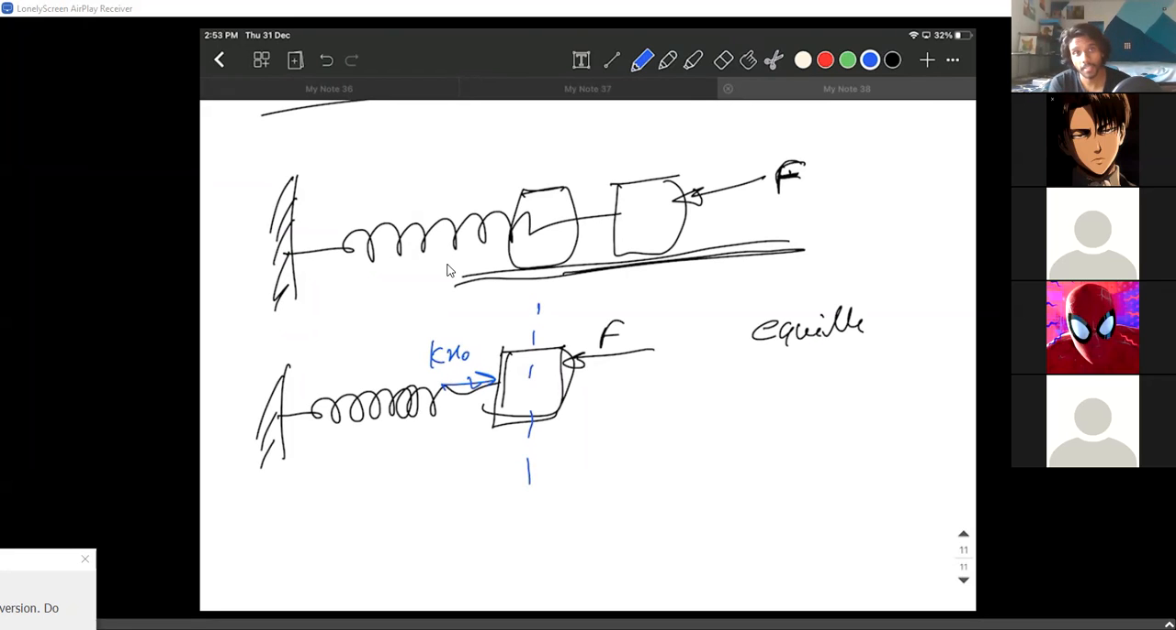Now I disturb it. If I disturb it by a small displacement, it will oscillate about this point now, not the original mean position. The mean position has changed. It will oscillate about the new mean position.